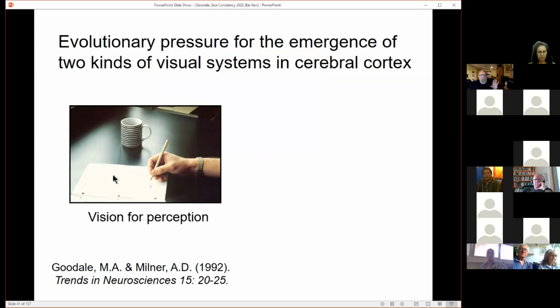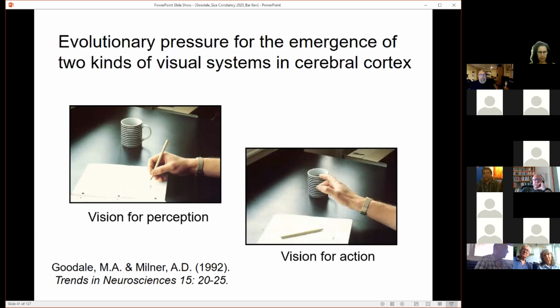And that visual system is functionally and neurally independent to some degree, we argued, from the system that allows the actor in the picture to reach out and pick up the cup, for example. That fundamentally different transformations are involved, and fundamentally different brain structures are engaged.